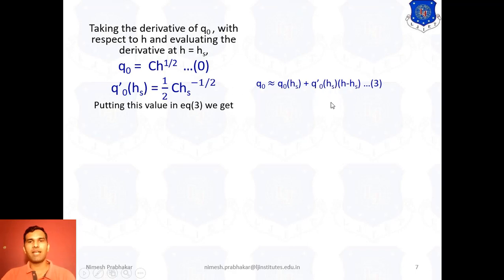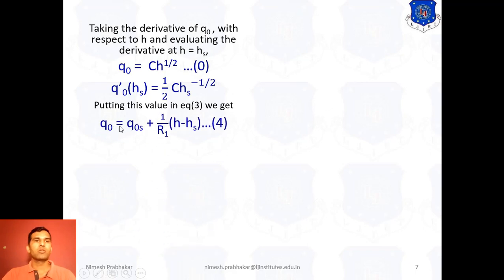So, we can write Q0 is equal to Q0s plus 1 upon R1 times (H minus Hs). Here Q0s is nothing but the Q0 at Hs, and 1 upon R1 is nothing but 1 by 2 C Hs raised to minus 1 by 2.